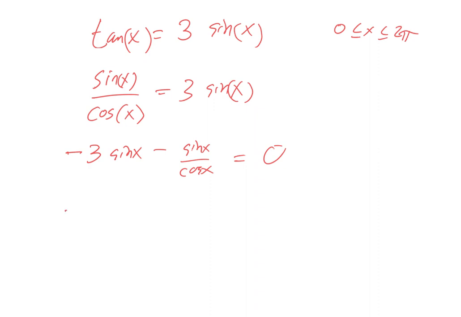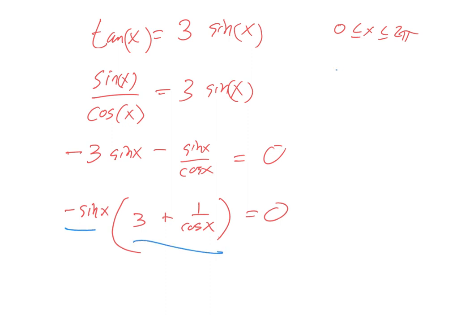I can factor a negative sine of x out. Why do I do negative sine of x? Only because I like my leading coefficient to be positive. So I'll have plus 3, and then it'll be plus 1 over cosine of x equals 0. And now I go, oh yeah, I have two things that are being multiplied. When is this 0? And then when is this 0?